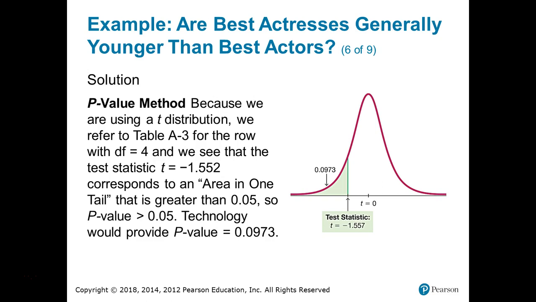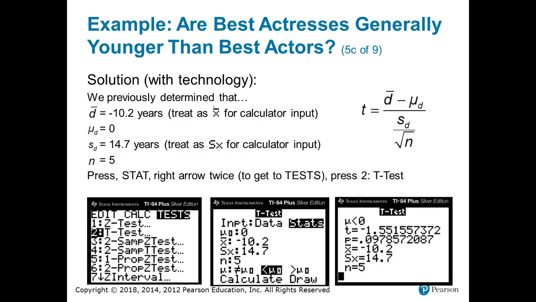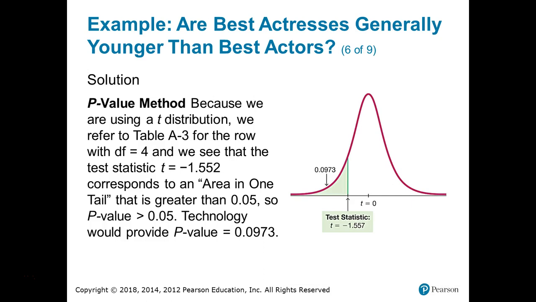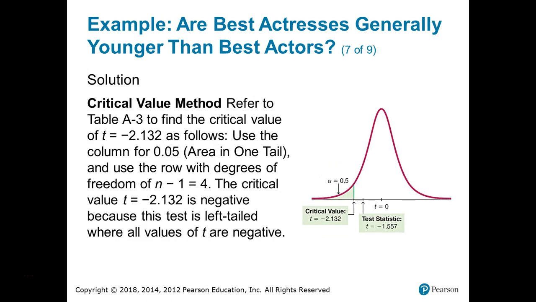So p-value is greater than 0.05. Technology provides it as 0.0973, which we got when we did it. I guess they use a different program that gave a slightly different p-value, but pretty close. Okay, so our test statistic is here, and we have a p-value of 0.0973.